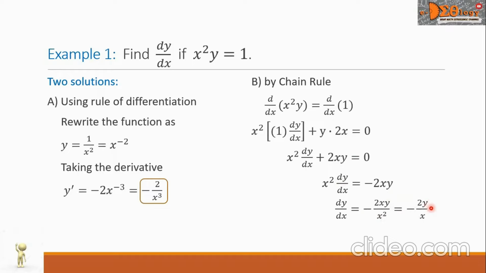There is a variable y here that we can simplify further. Based on our function, the value of y is equal to 1 over x squared. Let us substitute this value of y here. So we have now negative 2 times the quantity 1 over x squared, all over x. When we simplify this expression, we come to the final answer, negative 2 over x cubed.